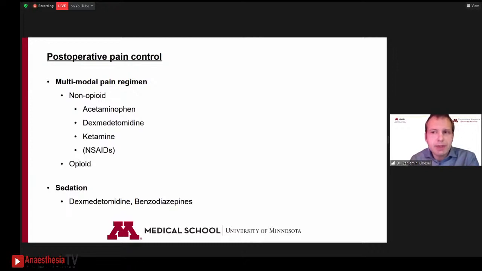And then in the pediatric population, besides pain control, sedation, especially in the initial phase after the procedure, is often also a very helpful and beneficial approach. Dexmedetomidine is a fantastic agent, giving us a minimal or limited effect on respiration. And then occasionally we add benzodiazepines.